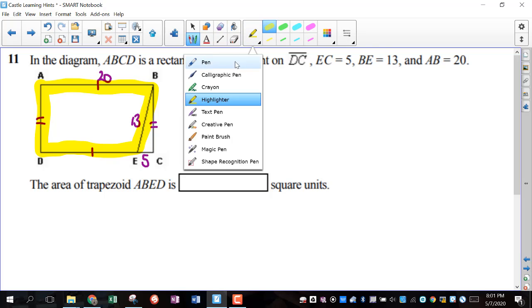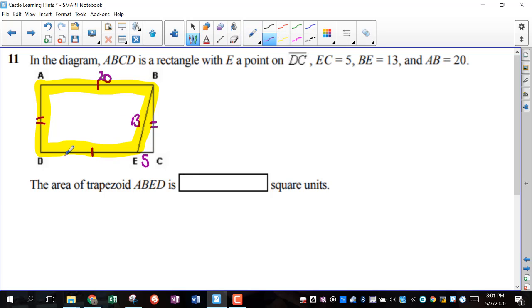Now, let's go back to pen. I know my base DE is... oh, sorry. The total is 20 because it should be equal to AB. So DC is 20, EC is 5, so DE must be 15. Okay, because 15 and 5 gives me the 20 because those side lengths are congruent.